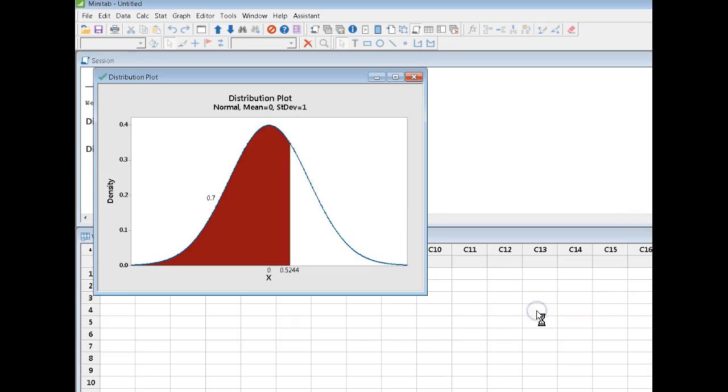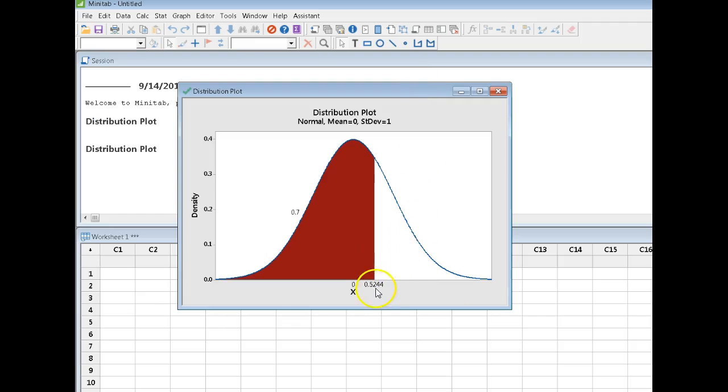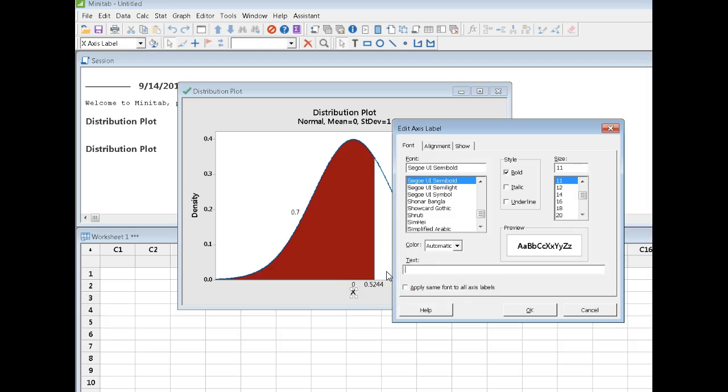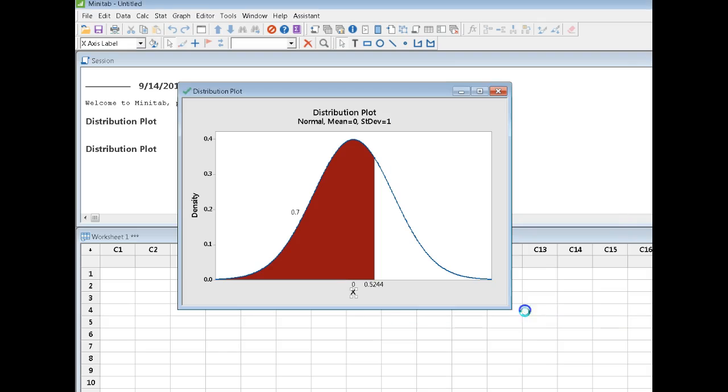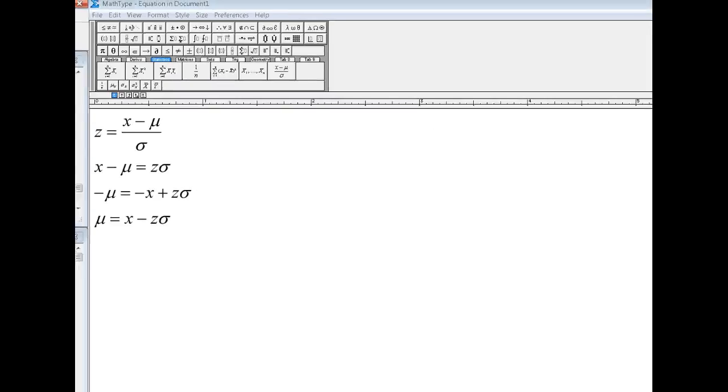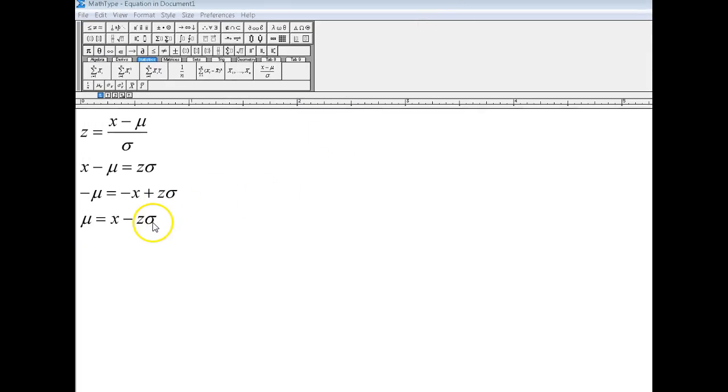So if I click OK to this, what Minitab is telling me here now is if my Z is 0.5244, and again, I told you guys in the last video, yeah, Minitab calls it X, but it's really Z. When your Z score is 0.5244, the area to the left of it will be 0.7 or 70%. So alright, I'm going to use the 0.5244, write that down, and come back over here into my formula.